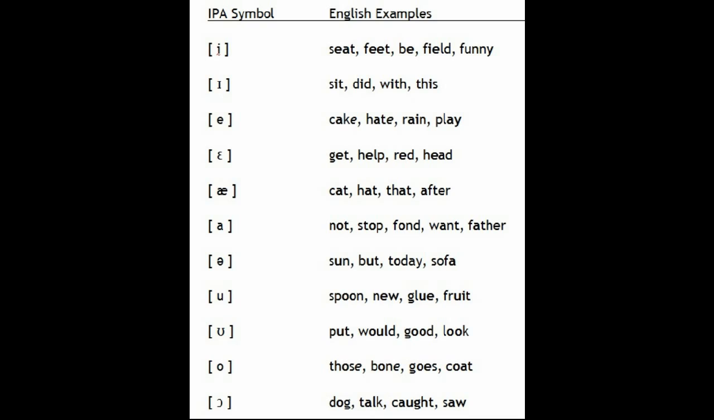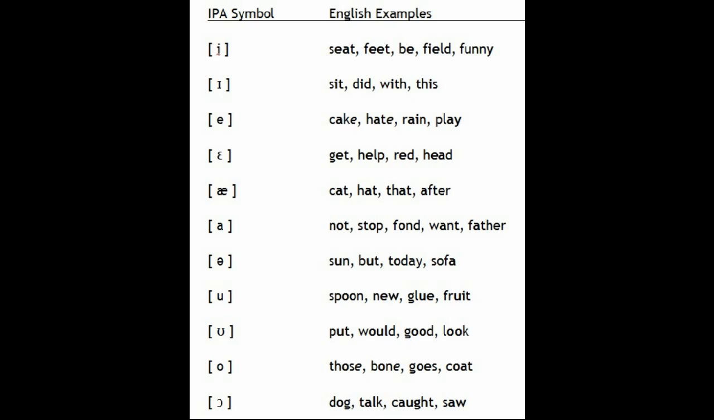Next sound. This is not, stop, fond, want, father. Now this one is kind of between an A and an O sound. Now, depending on where you're from in America, I make these sounds, we in New York make these sounds and these words a little differently. But what they're going for here basically is the sound. It's kind of similar to an open A, but your mouth isn't open that much and it's much deeper. Not, stop, fond, want, father. Okay? That one isn't too hard for most people.